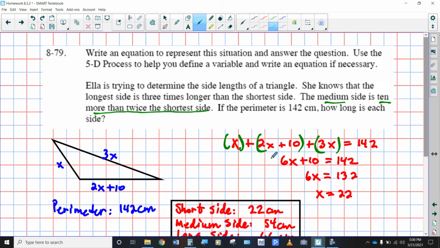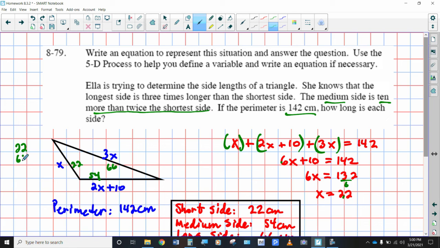Add them all together by combining like terms. You get 6x plus 10 is equal to the total perimeter, which is 142. So it means that the 6x's must have been 132, since 132 plus 10 is 142. And then when you divide 132 by 6, you will get 22. So that means that the shorter side must have been 22. If that's the case, then the longest side must be 66, and this must be 10 more than 44, so this would be 54.